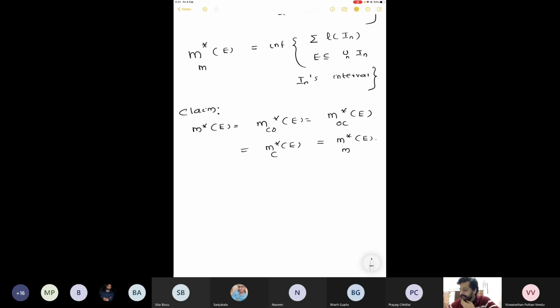Could somebody do this? And out of that, certain inequalities will be easy to prove. Could somebody do it?